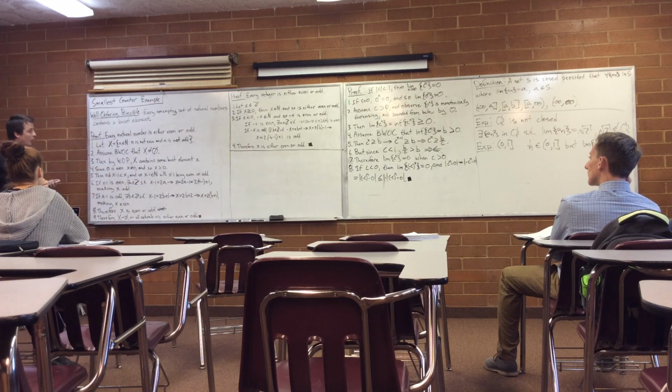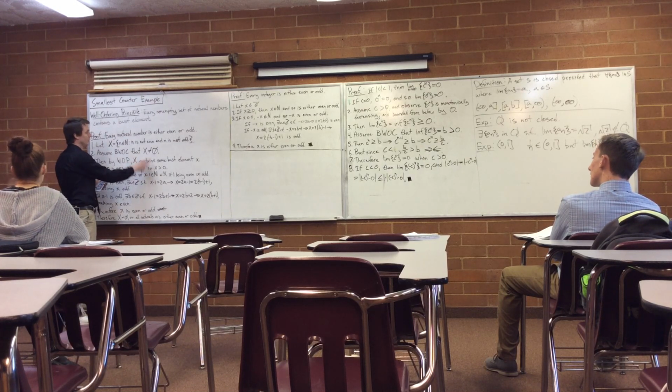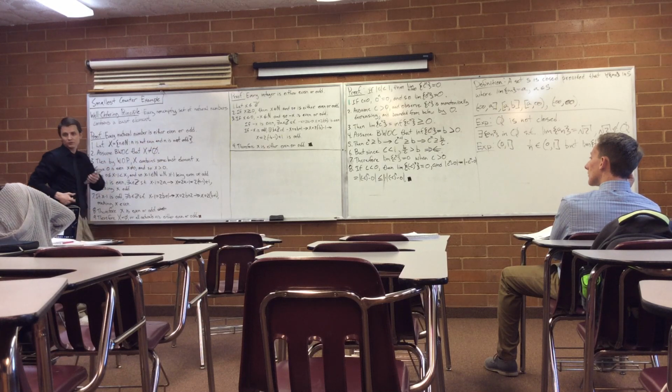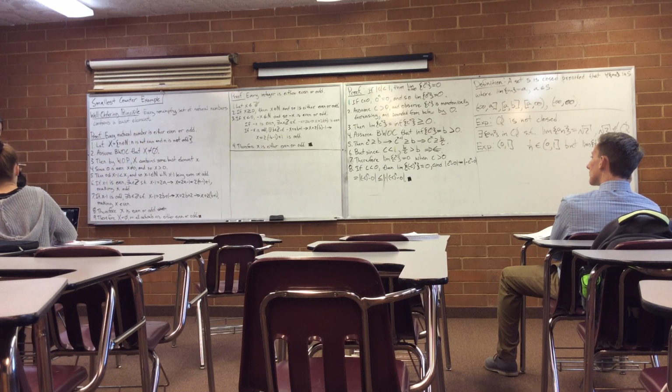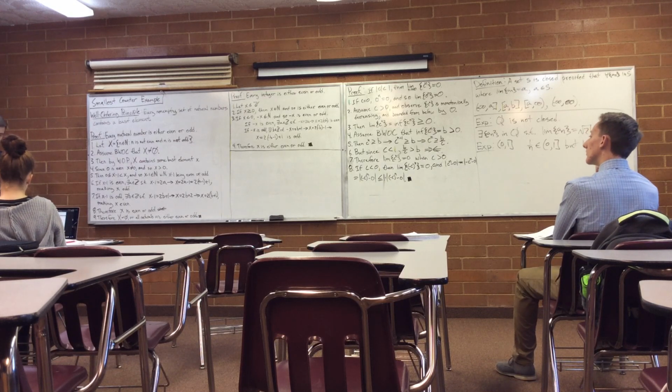So x was the smallest counterexample. x was the smallest thing that made this statement not true, which could exist. So it's a type of proof by contradiction.